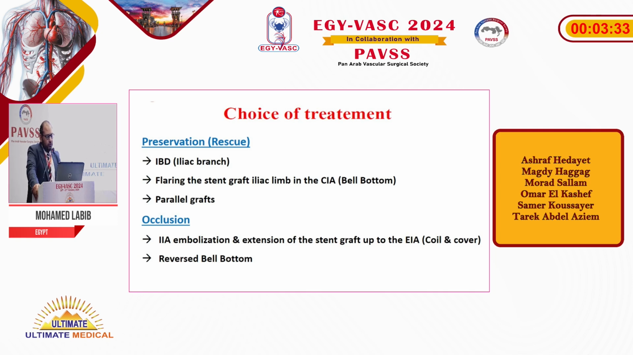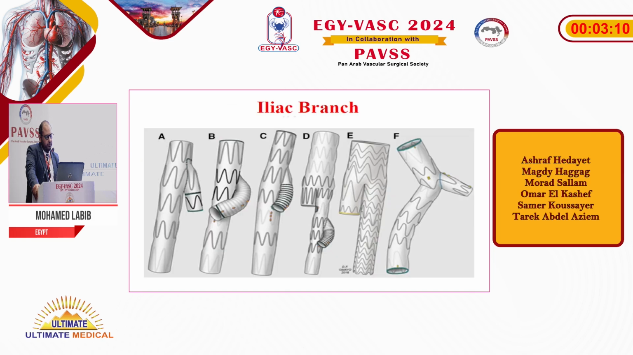So in this patient, we have two choices: to preserve the hypogastric artery with rescue techniques, or to occlude it. To preserve it, we have a lot of interventions like IBDs, flaring limbs in the form of bell bottom, or parallel or sandwich grafts. For occlusion, we can use the coil and cover technique using internal iliac artery embolization, or a reversed bell bottom.